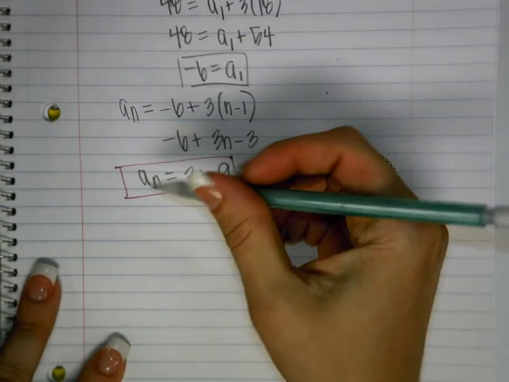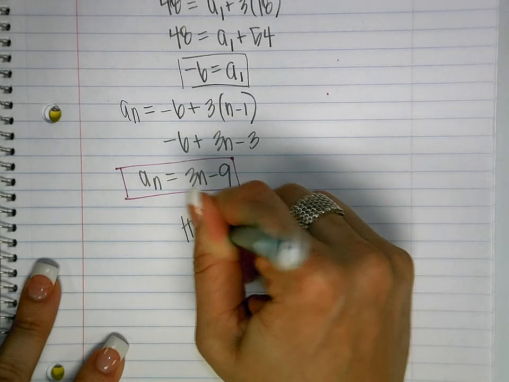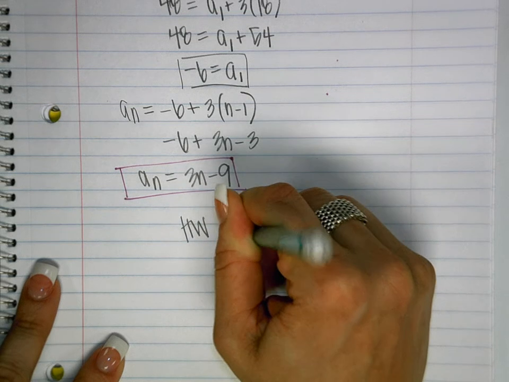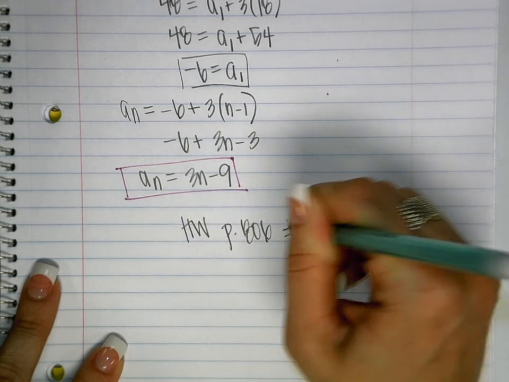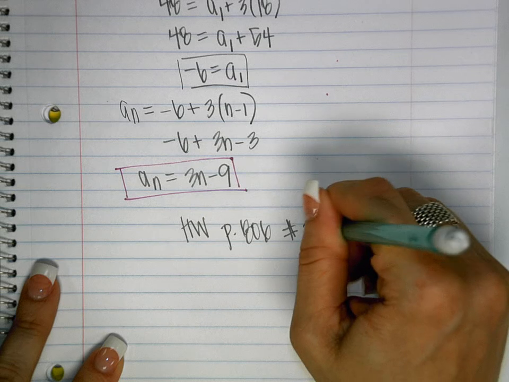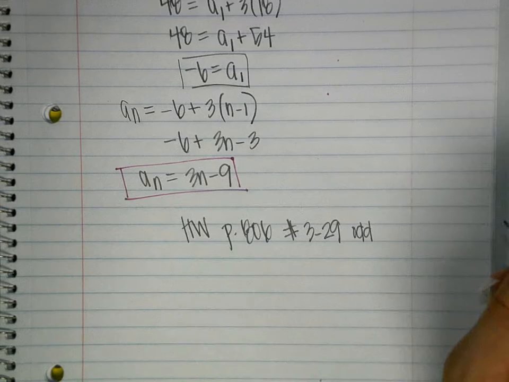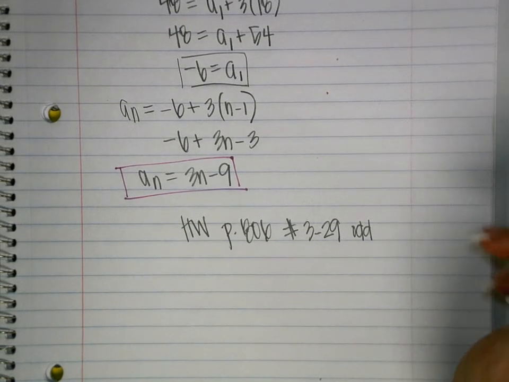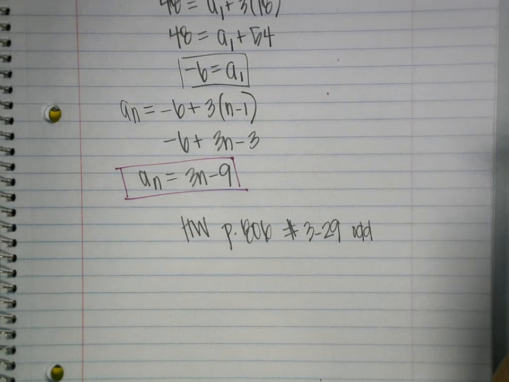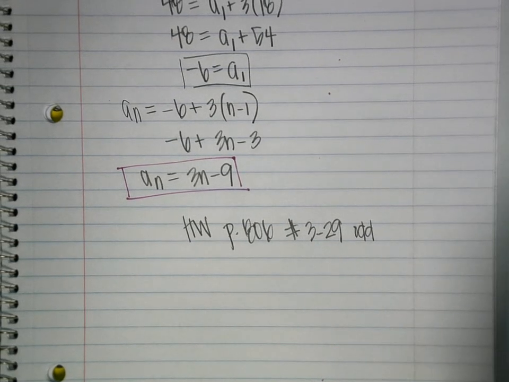Okay, homework for this is going to be page 806. You are doing numbers 3 through 29 odd. Okay, 3 through 29 odd. Remember, in the back of your textbook, there are answers to the odds. So check them. Okay, that's perfectly fine. You still have to show the work, but you can be checking your answers there. Okay, that's it.